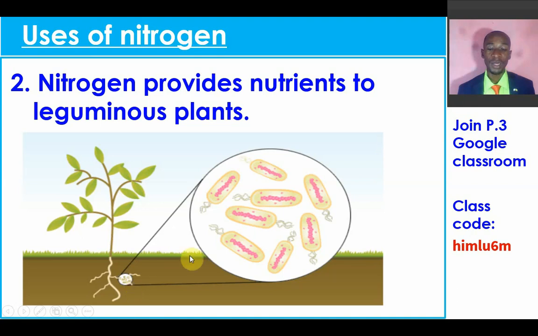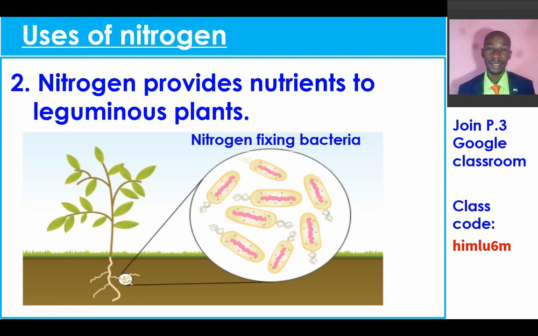So when we magnify this, you will see what is inside the root nodules. It is something small like you are seeing here, but when magnified, this is what we can see. Now, what is inside here? Are these sweets? No, they are not sweets. So these ones are nitrogen fixing bacteria. So these are bacteria that fix nitrogen.